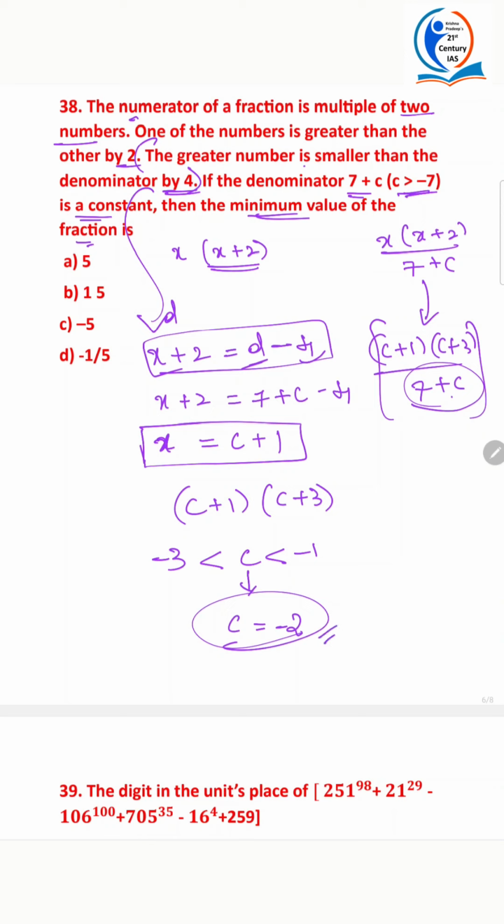So, substituting the value of c in this equation, what will you get? You will get minus 2 plus 1 into minus 2 plus 3 by 7 minus 2. That is minus 1 into 1 by 5. It is minus 1 by 5. So, this is the minimum value.